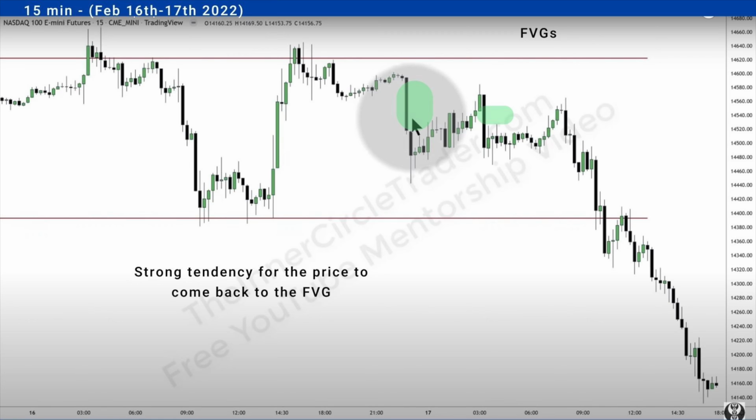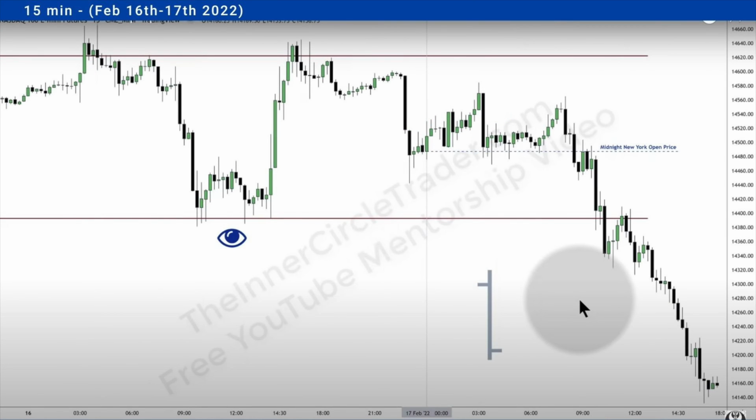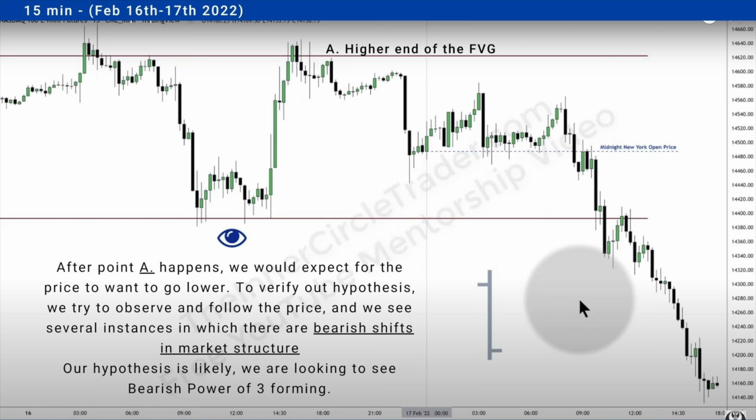February 2022. We see indeed here again the fair value gaps, and ICT makes us focus on a couple of things here. Within this range you see the higher and the lower end of the fair value gap. After point A, the higher end of the fair value gap has happened. We would expect for the price to go lower, but that's just our expectation, that's just, let's say, our hypothesis. We have to observe and follow the price and see what it actually does.